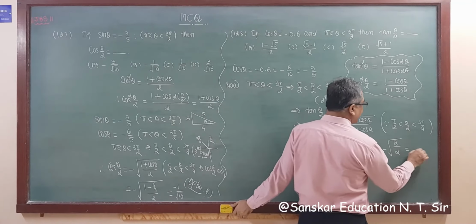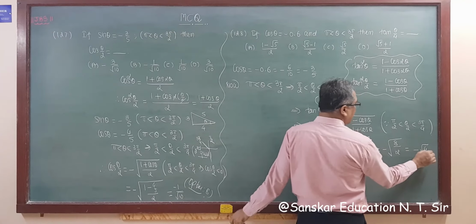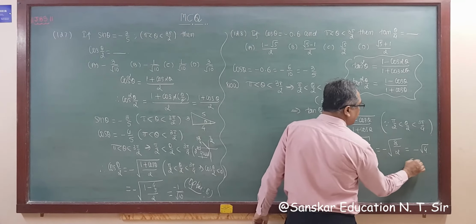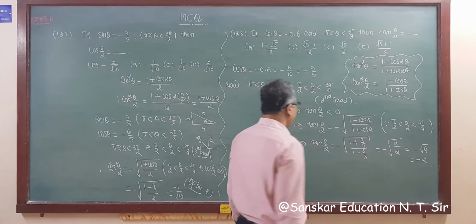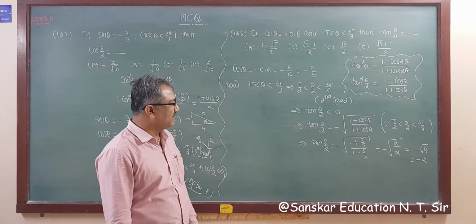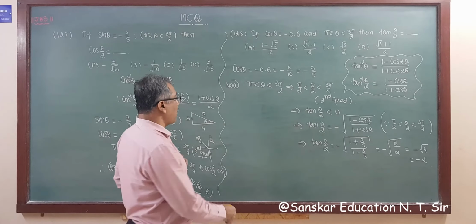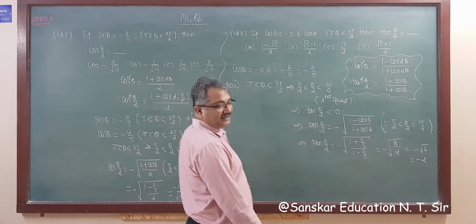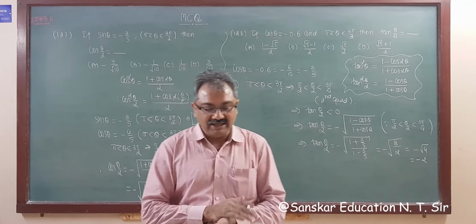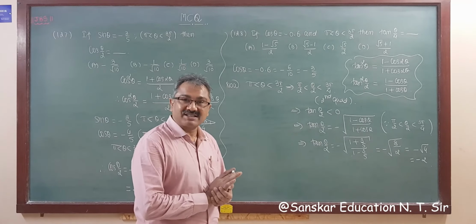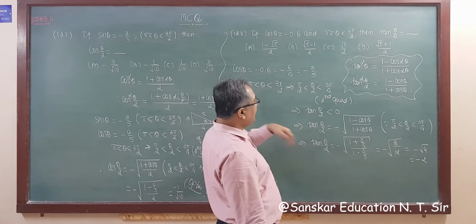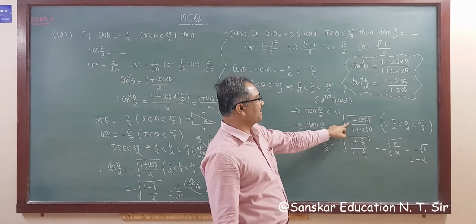This is square root of minus 4, and square root of minus 4 is minus 2. So we get the value of tan theta by 2 is minus 2. Oh, we have to find out tan theta by 4. So if we take tan theta by 4, then we need cos theta by 2, because tan theta by 2 is 1 minus cos theta, right?